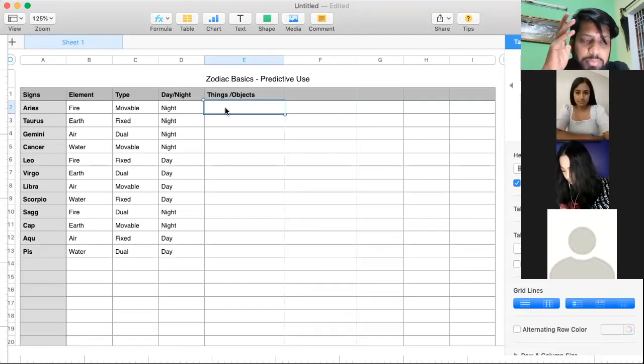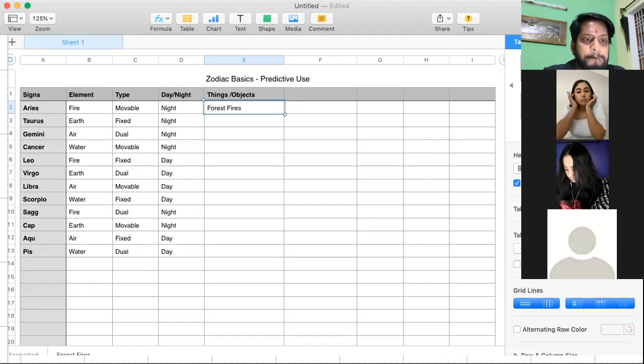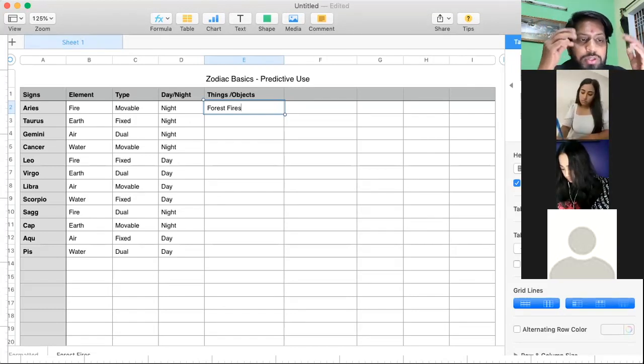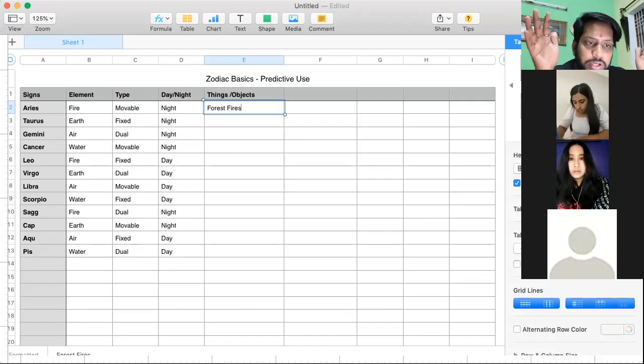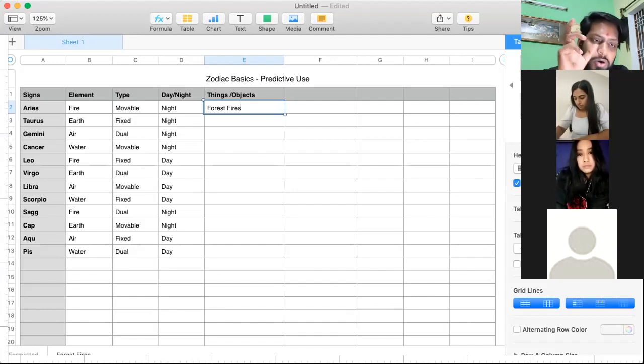I will give you one example, then you guys try on the other elements. As Aries is fire and movable, it will make objects like forest fires, because forest fires grow very rapidly and are also on a very large extent. They burn hectares and acres of forest land, on a very large extent, and grow very rapidly. You got it? It's the fire and the movable, how we make a concept. Correct?